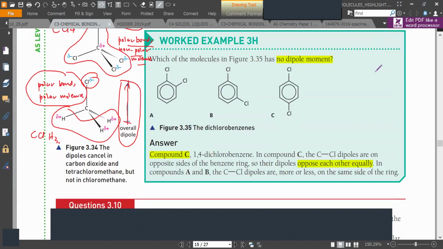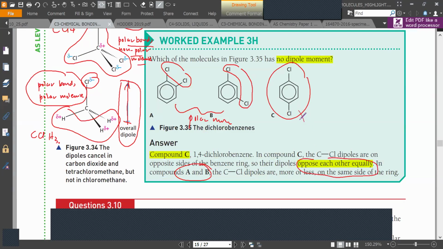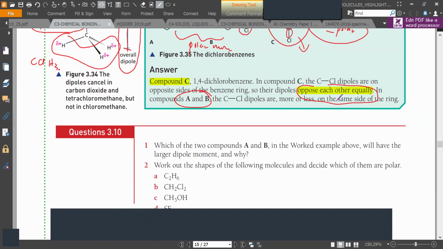Another example here. This one is non-symmetrical, so this one will be a polar molecule. In this one, the dipoles oppose each other equally, so they cancel out. There is no dipole moment, so this is non-polar. Even if it's got polar bonds, it's a non-polar molecule because of the symmetry.